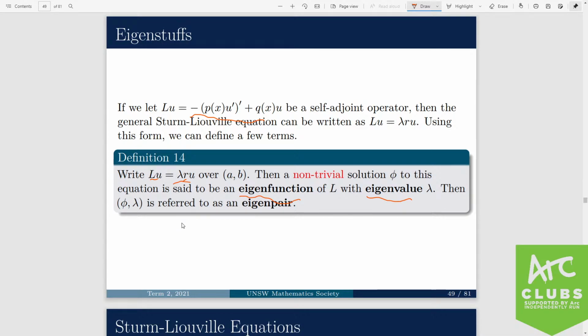So this is similar to linear algebra, where we have the concept of eigenvectors and eigenvalues. When we have Av equals lambda v, here instead we have Lu equals, or let's call it L phi equals lambda r phi. So the phi forms the eigenfunction, and the corresponding lambda forms the eigenvalue, and this is what we call an eigenpair. So sometimes the question might ask for the eigenpairs, and that is what you're supposed to give.